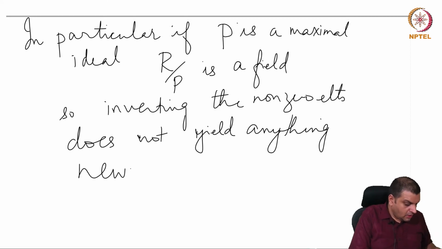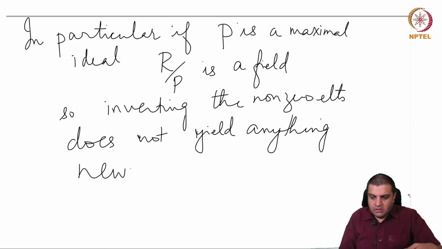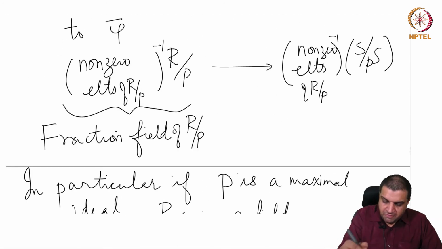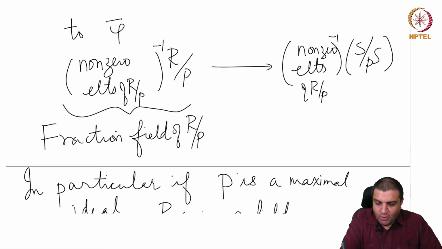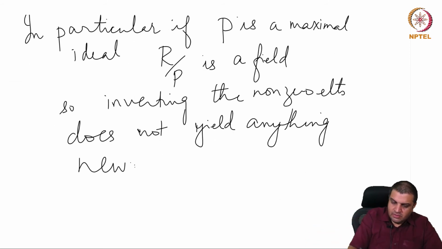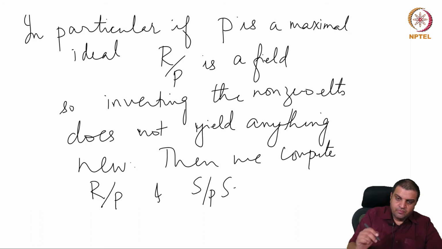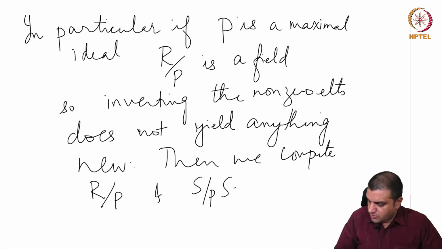So what we will just compute here is, if P is a maximal ideal, we just have to compute R mod P and S mod PS. That is all that we need. So we just compute R mod P and S mod PS. Okay, so now let's go back to the example.